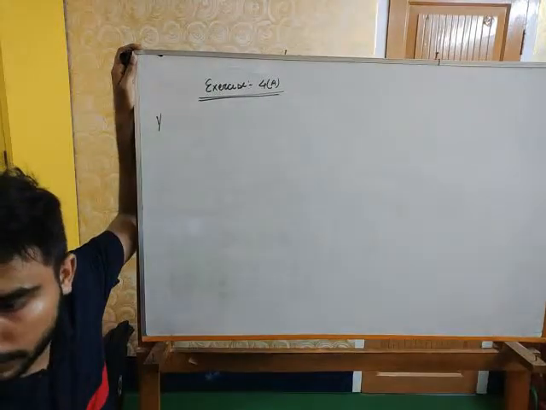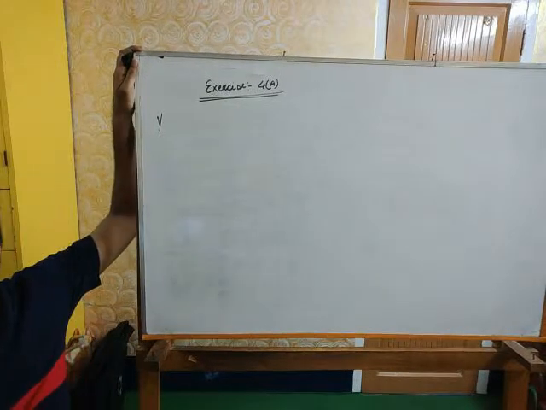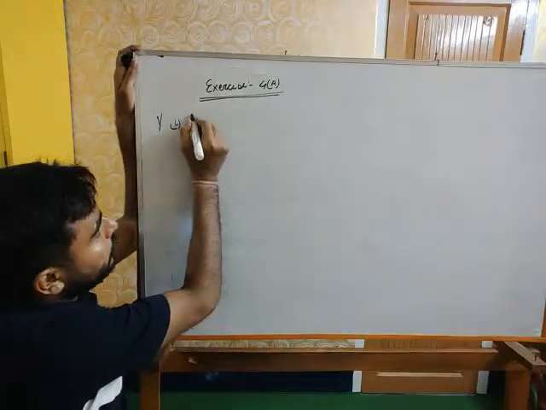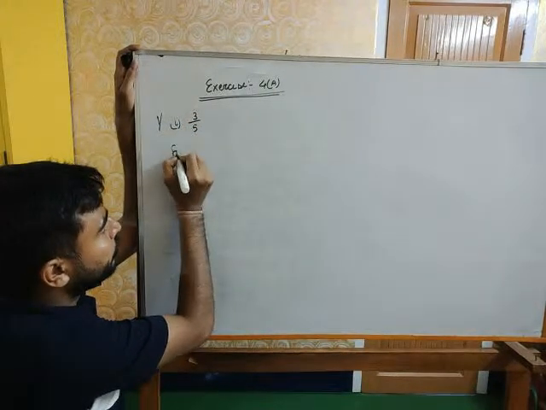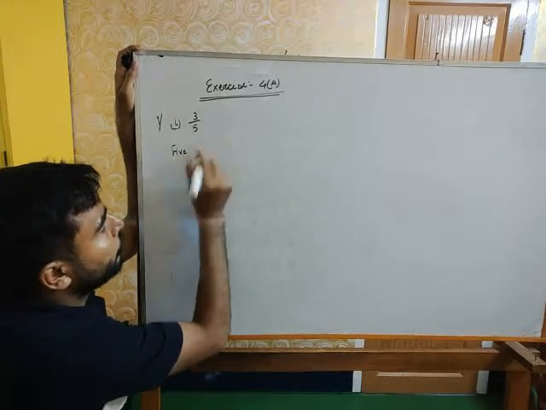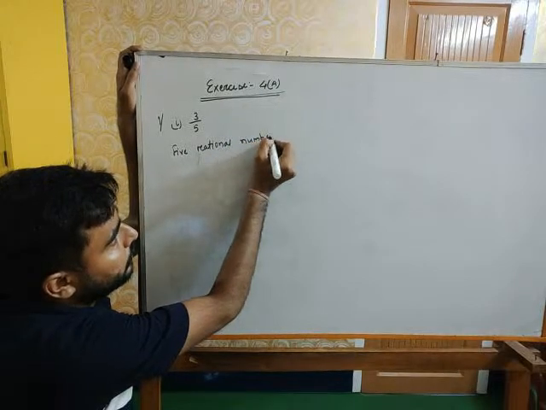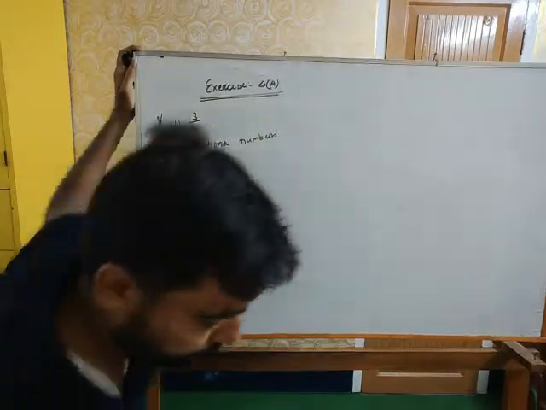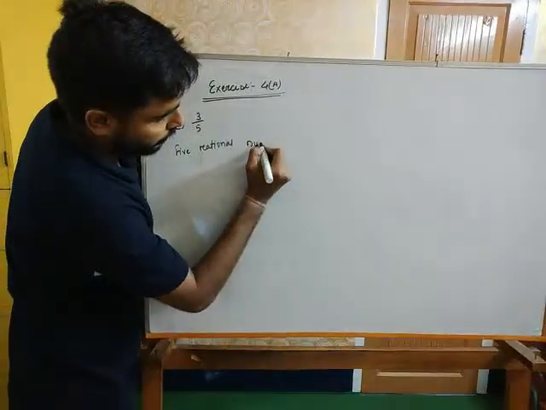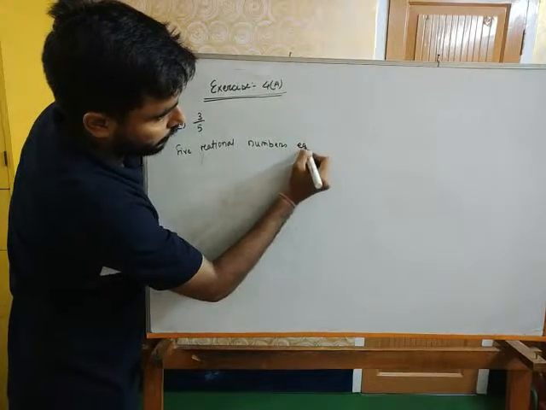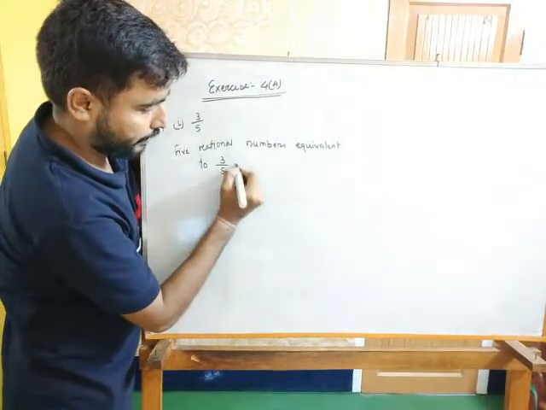Question number 1 says find 5 rational numbers equivalent to each of the following rational numbers. So the first question is 3 by 5. You need to find 5 rational numbers equivalent to 3 by 5.